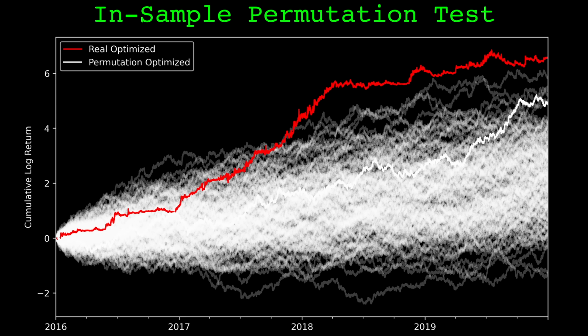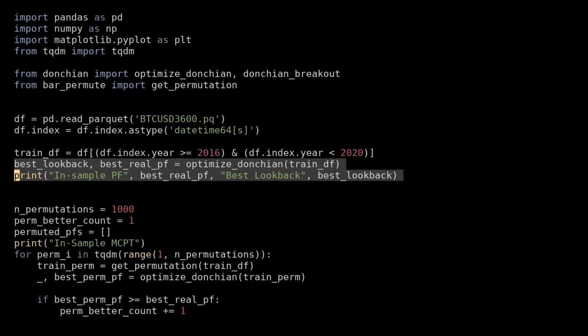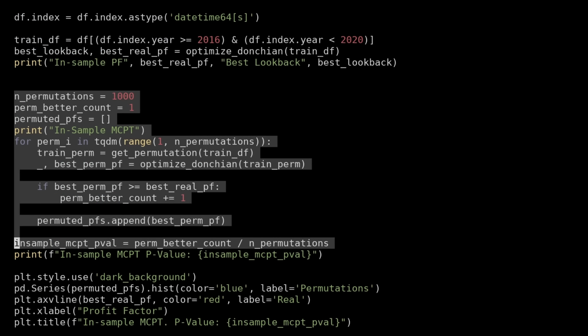We've essentially already done the in-sample permutation test, but now I'll show you the code and how to apply it. First, we load our data and get the 4 years we're using to train. We call the optimized Donchian function, and this gives us our real profit factor. Now we can do the permutation test.